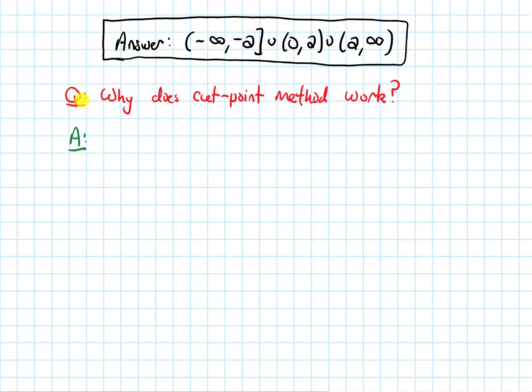So I want to end with a question, which is, why does this cut point method work? So to answer this, I want to look at an example of a graph so we can see that visually what's going on. So I'm going to call this function that I'm about to draw y equals f of x, but it's just going to be some arbitrary graph.